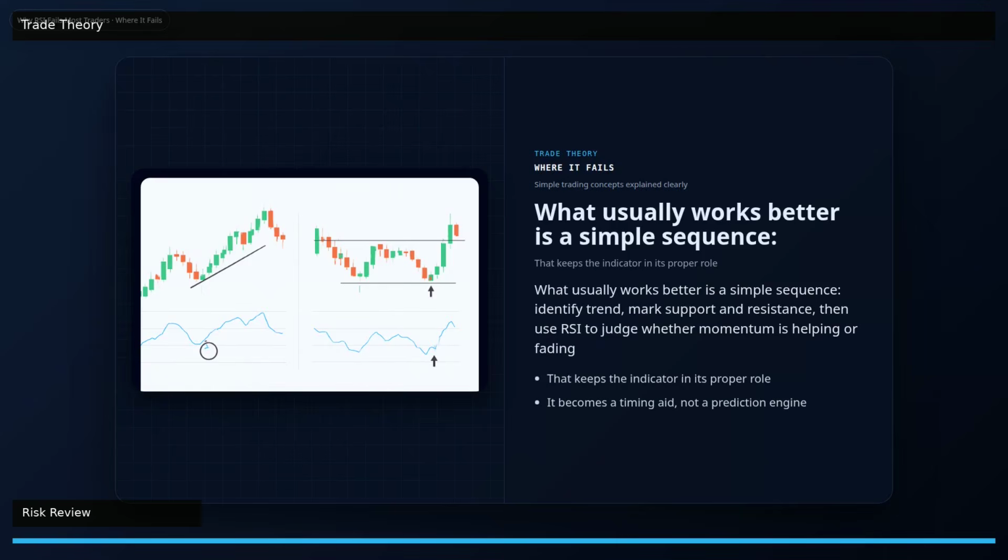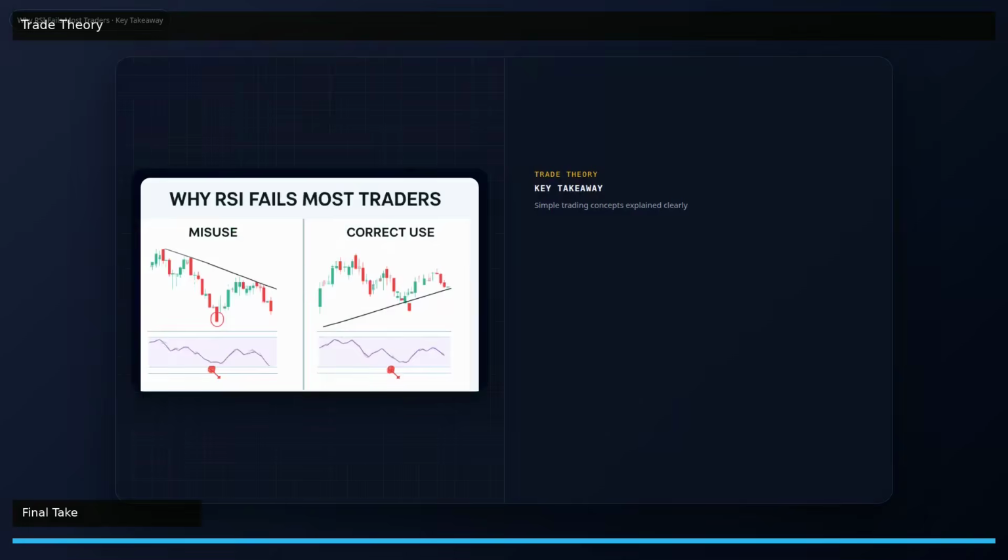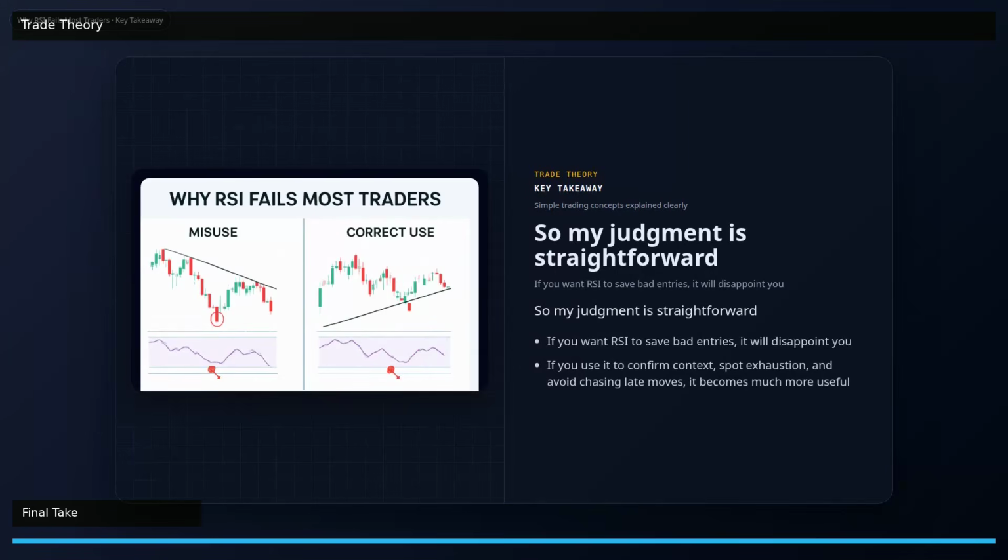RSI fails when it is asked to predict reversals by itself. It works when it helps you read momentum inside a market structure you already understand. So my judgment is straightforward. If you want RSI to save bad entries, it will disappoint you. If you use it to confirm context, spot exhaustion, and avoid chasing late moves, it becomes much more useful.